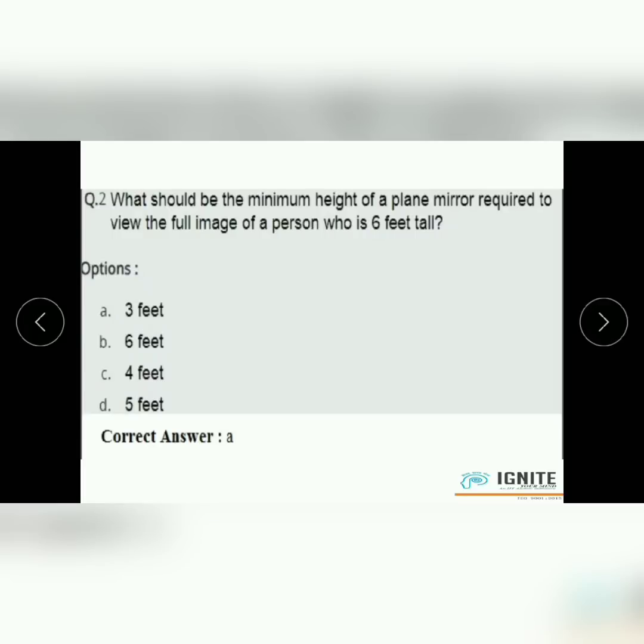Next question, question number 2. What should be the minimum height of a plane mirror required to view the full image of a person who is 6 feet tall? Okay, the minimum height of a plane mirror required to view the full image of a person is half of the original height. Here, the height of the man is 6 feet. Therefore, the answer is 6 by 2 equal to 3 feet.